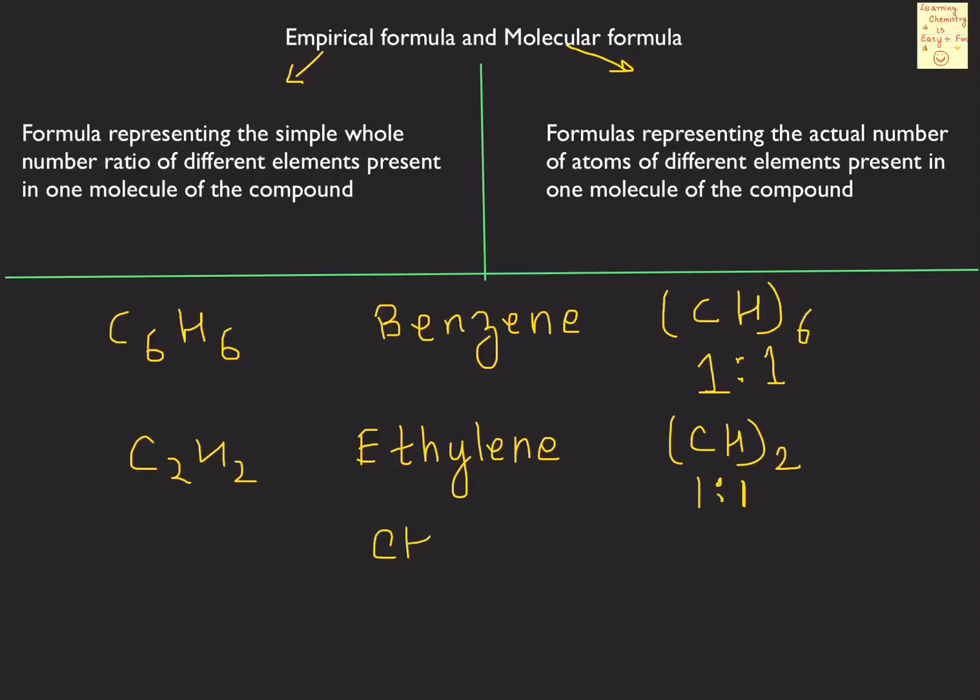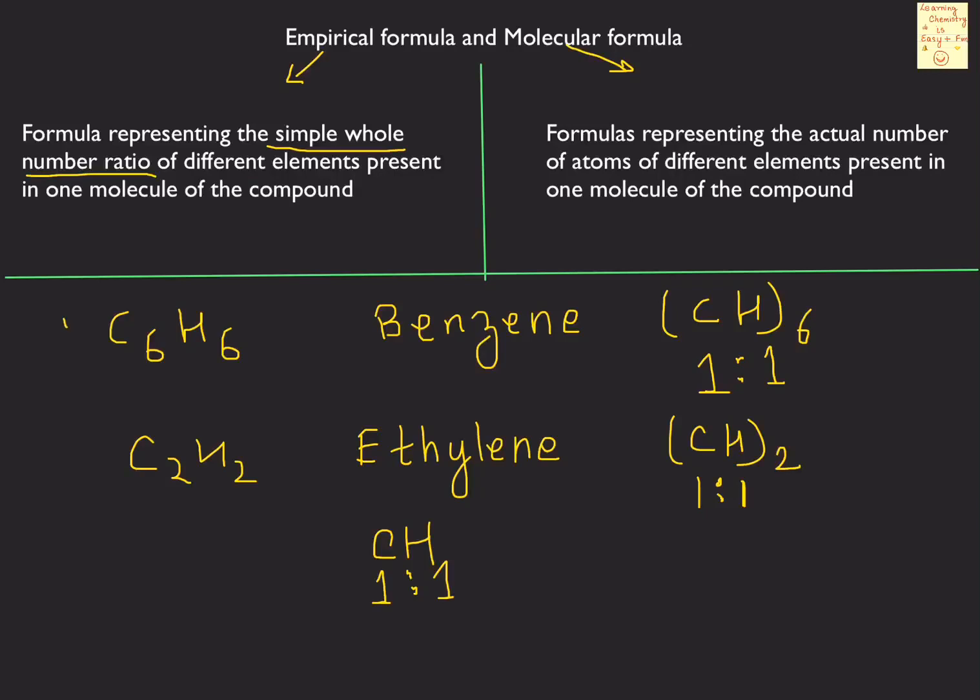This formula, which is representing the simplest whole number ratio between the different elements in a compound, is what we call as empirical formula. It is representing the simple whole number ratio. Note the term, it's not a fractional value.